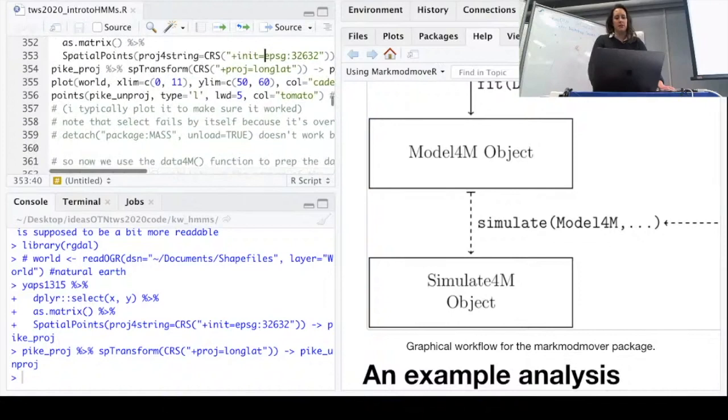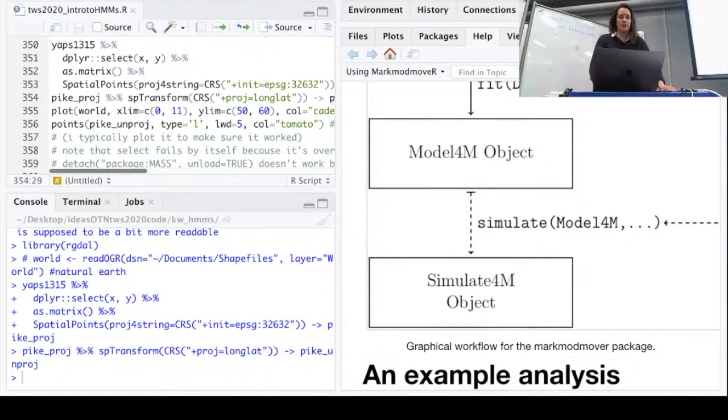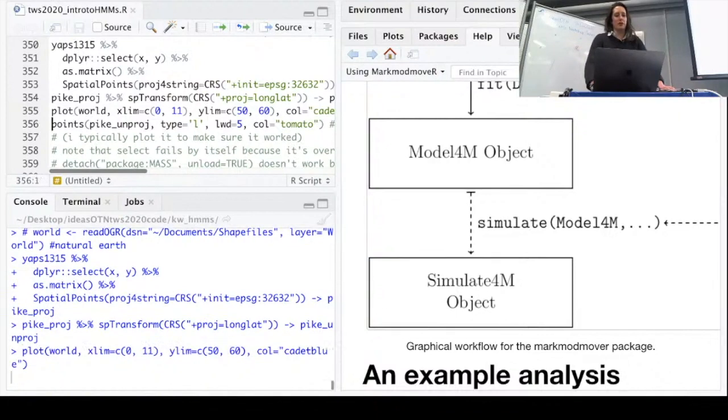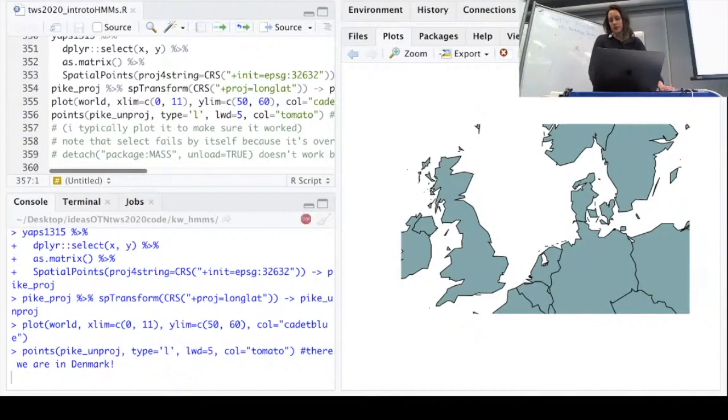Here I'm creating a spatial point data frame with the correct projection to tell what kind of projection it's in, and I'm transforming it. It's back to lat-lon. Then just double checking that everything worked, so plotting the world, checking out where we are, and we should pop up in Denmark. And here we are. So that's good, it worked.